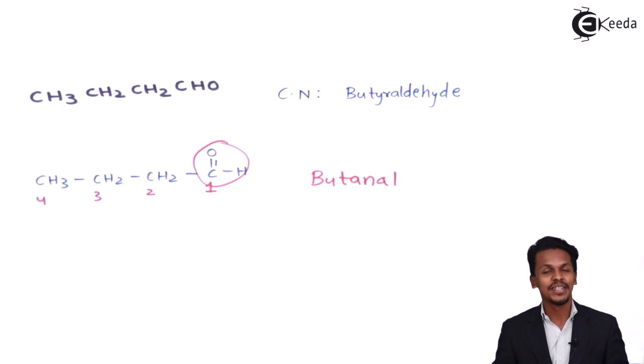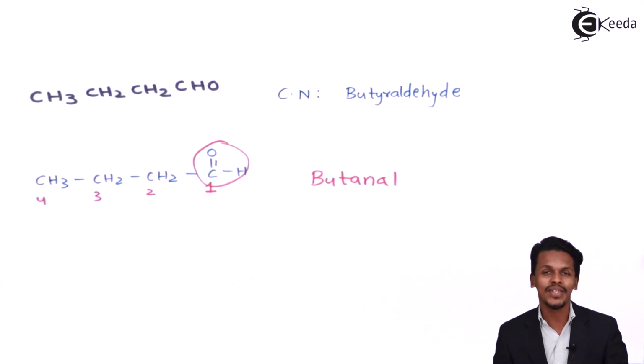So this is the first one that we have discussed, and now let us discuss the next one. We are going to do the common name as well as the IUPAC name of certain compounds that are very important, and once we understand that, it would be very easy for us to give the IUPAC nomenclature for any compound that consists of a CHO group.